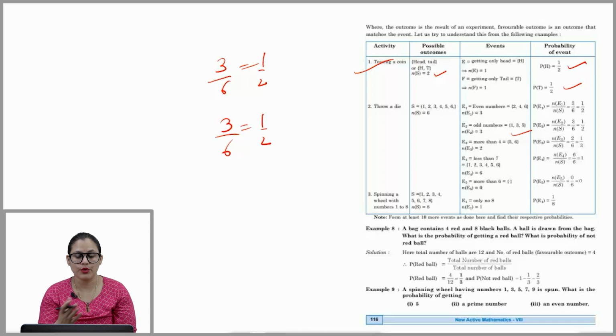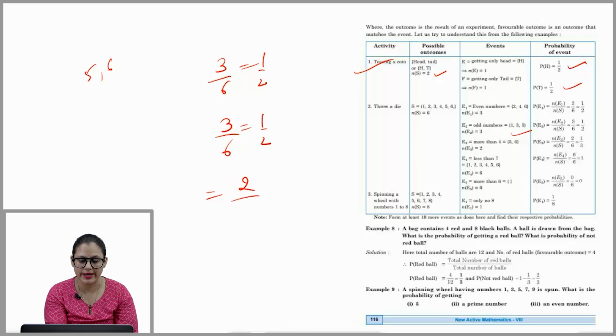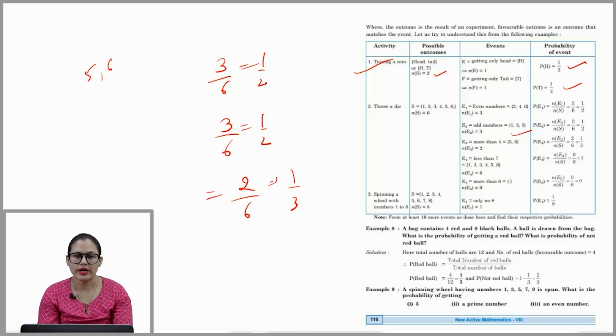Event 3, more than 4. More than 4, there are only 2 numbers, 5 and 6. So, the probability is 2 by 6, that is 1 by 3. And event 4, less than 7. 1, 2, 3, 4, 5, 6, all 6 numbers are less than 7. So, the probability is 6 by 6, that is 1.